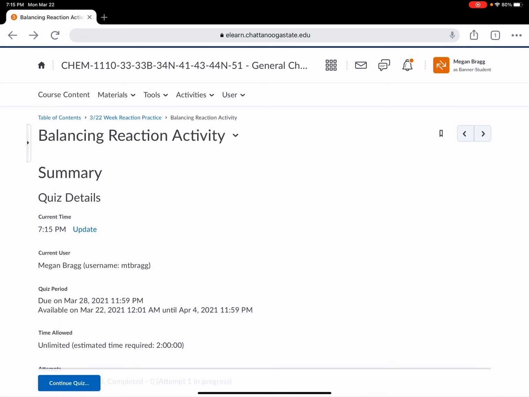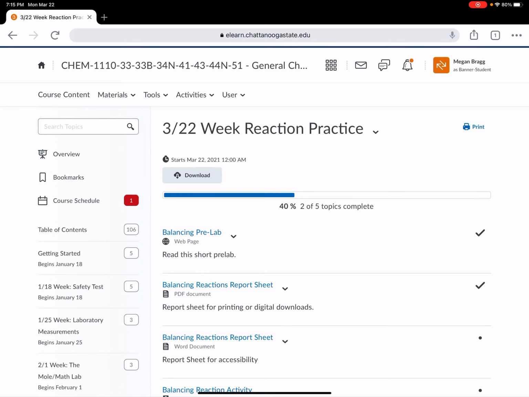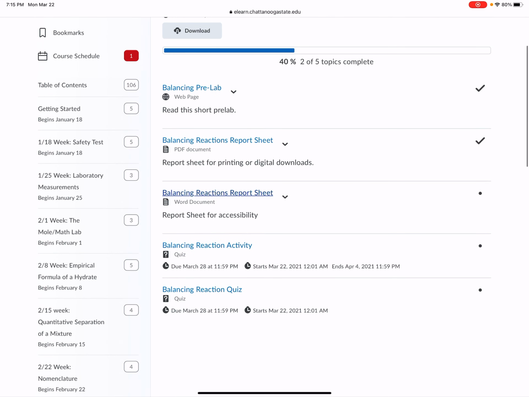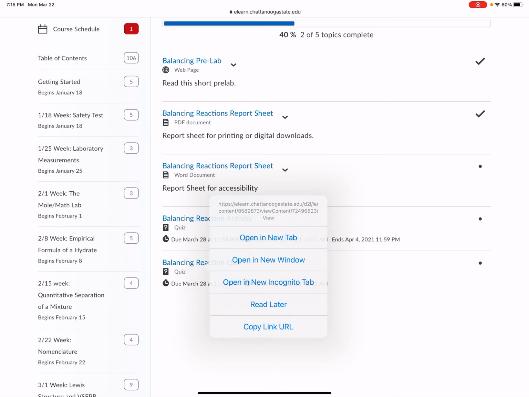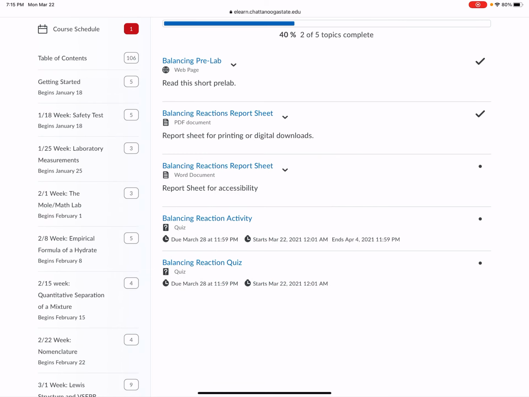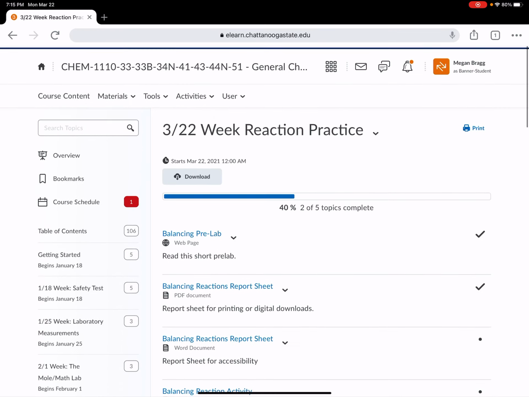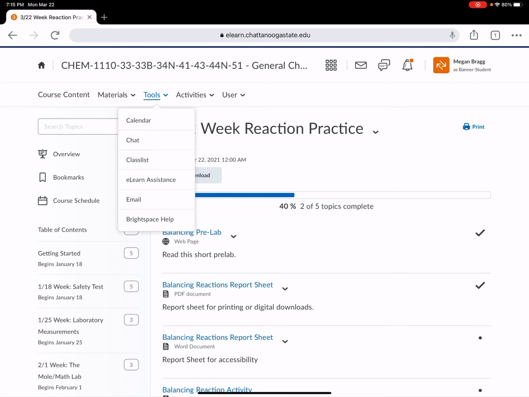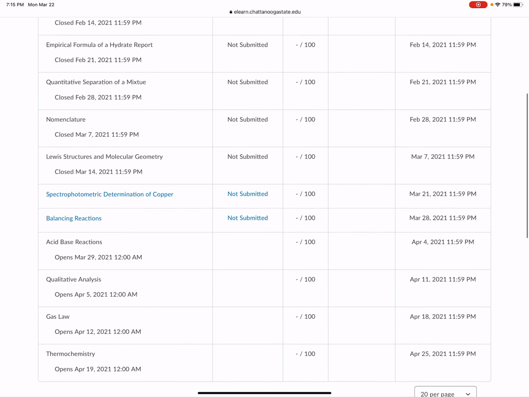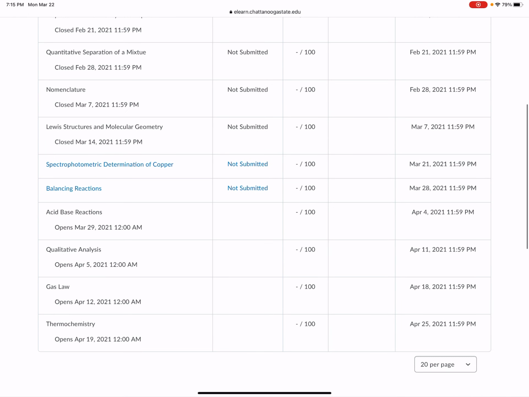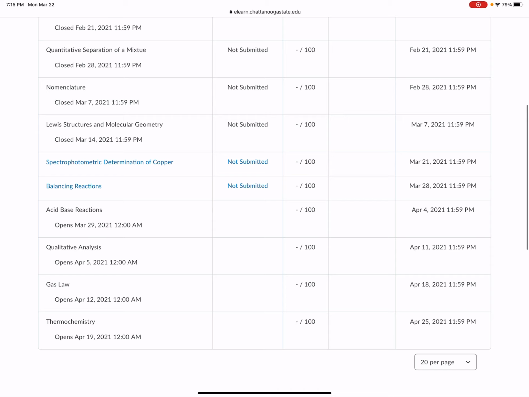Make sure that when you finish, you submit it into the Dropbox. Remember, it needs to be in Sunday night. And after you do that, there's also a short quiz, very similar to several of the reactions that you did. Here's the Dropbox over here, activities, Dropbox, and it's right in here. Balancing reactions. So you can see that blue one, balancing reactions, that's going to be the Dropbox.